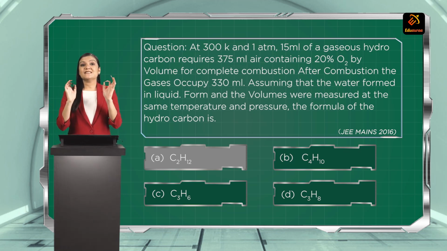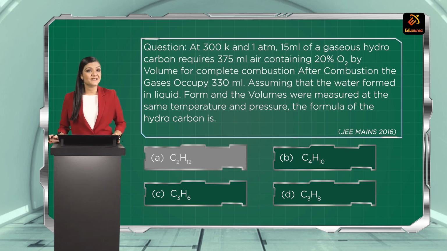So, students, this is a specific type of numerical where, from the given information and amount of the components, we have to find out the formula of the hydrocarbon, where we have to use the balanced chemical equation and the combustion reaction of the hydrocarbon is taking place.